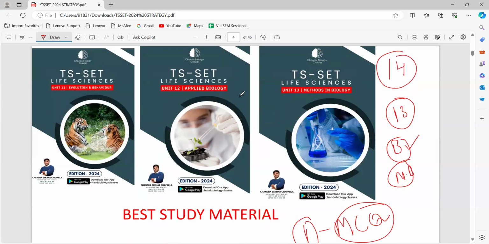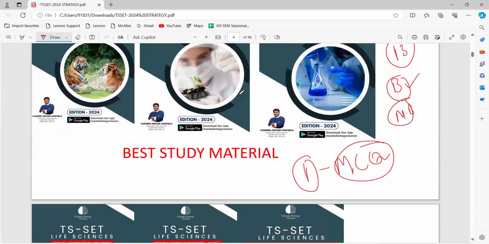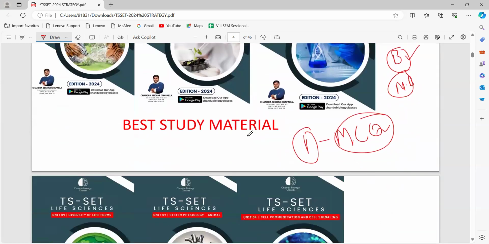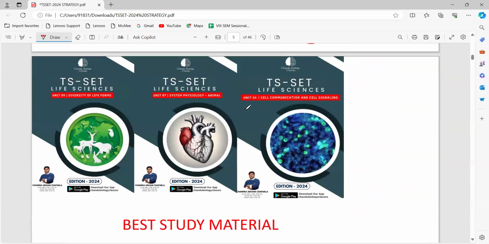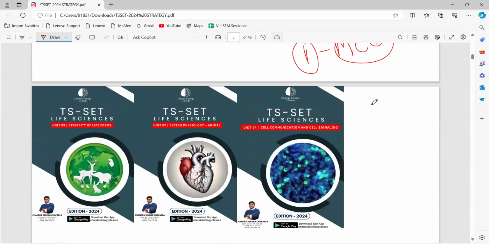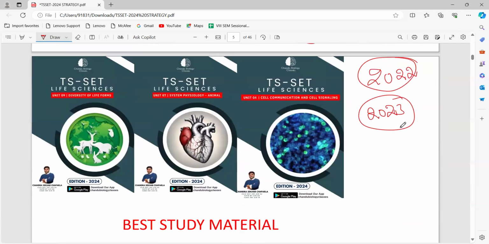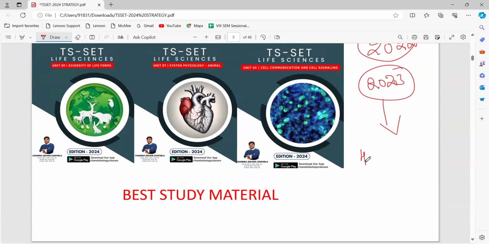In tomorrow's class, I will also solve the complete 2023 TS SET question paper, which most students feel was the most difficult question paper. Of course, I agree with all of you. If you look at the TS SET question paper of 2022, it is the most basic question paper. Even a NEET student can qualify it. But the 2023 TS SET question paper, I can say, is about 40 to 50% of the difficulty level of the NET exam.